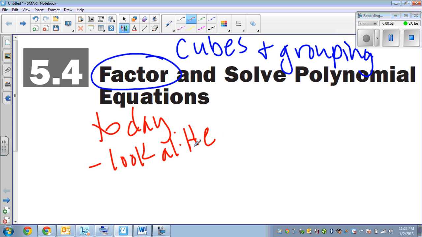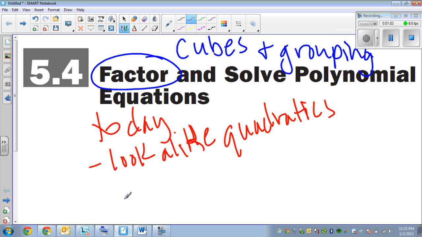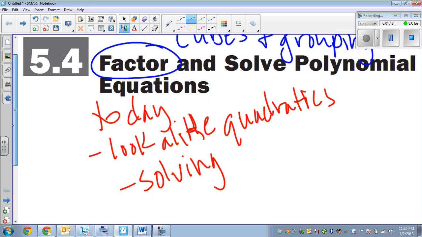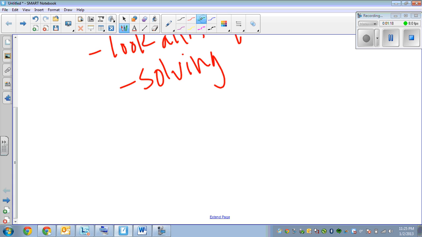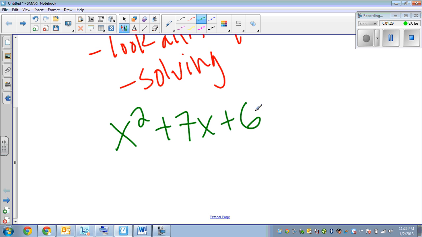Look-alike quadratics, and we are solving them. So, solving polynomials, I should say. Before we do the look-alike quadratics, I just want to quickly run through an example of what quadratics look like. We remember solving something like this, or factoring this, I mean.